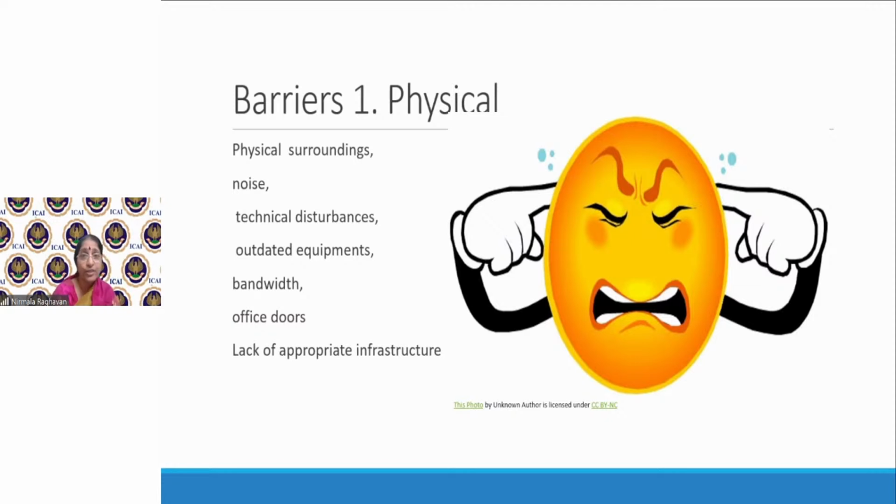Okay, physical surroundings, noise, technical disturbances, outdated equipment, bandwidth, office doors, lack of appropriate infrastructure. These are physical barriers which prevent communication from being complete or effective.